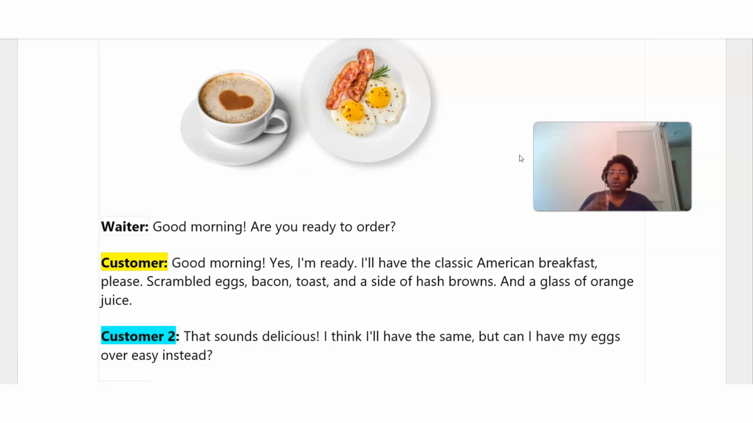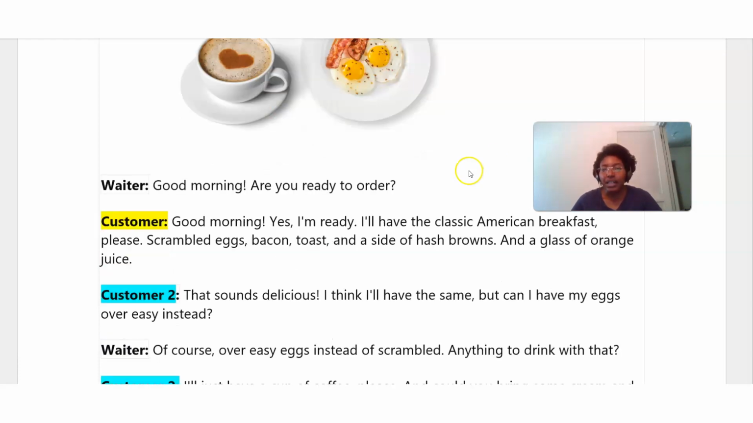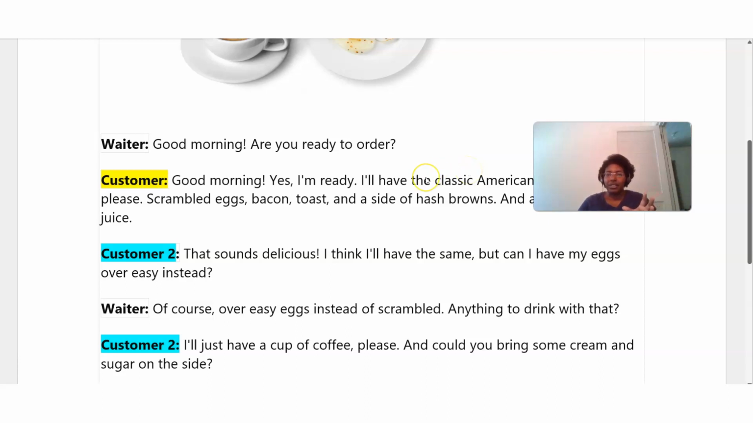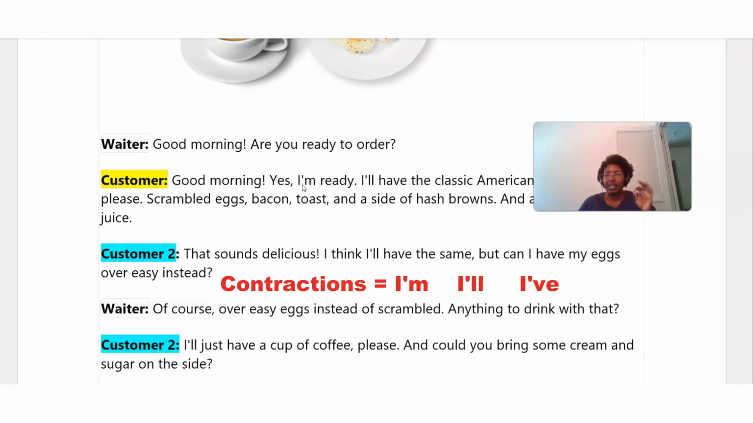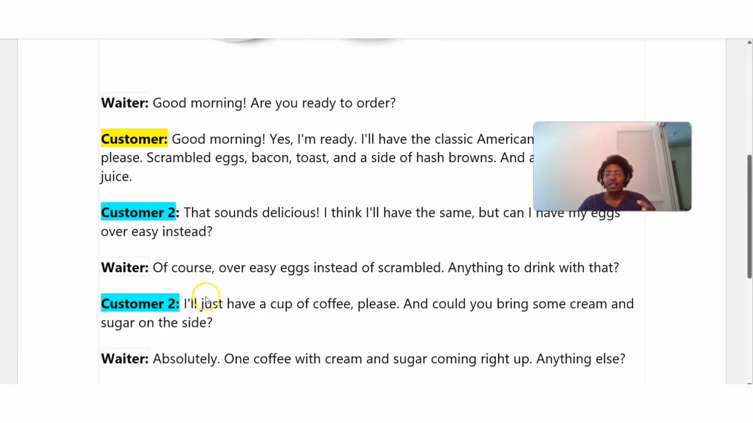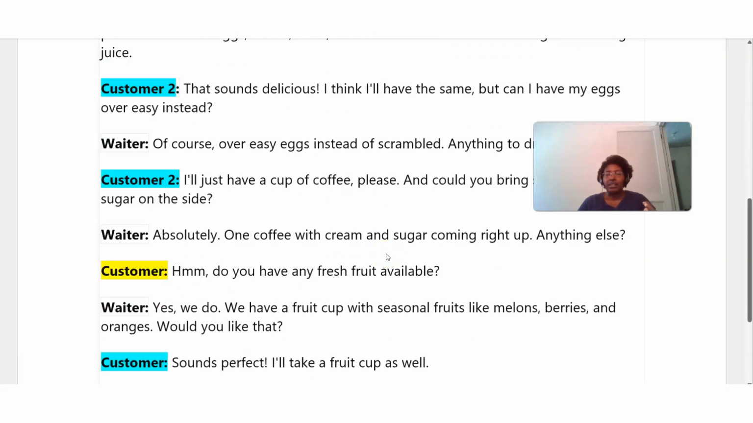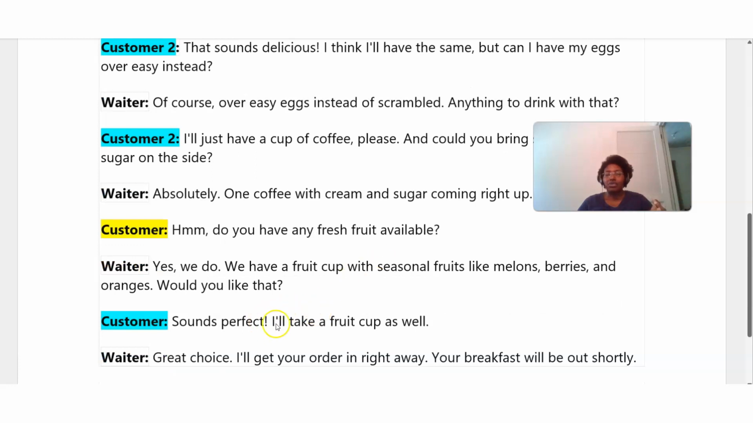You notice in the dialogue, because this is written for American English speaking practice, we have a lot of contractions. So if you've been in my class before, I often point that out. When we speak English, we like to use contractions. When we write, we use fewer contractions. I'm instead of I am, that's what we mean by a contraction. I'll instead of I will. Again, I'll.